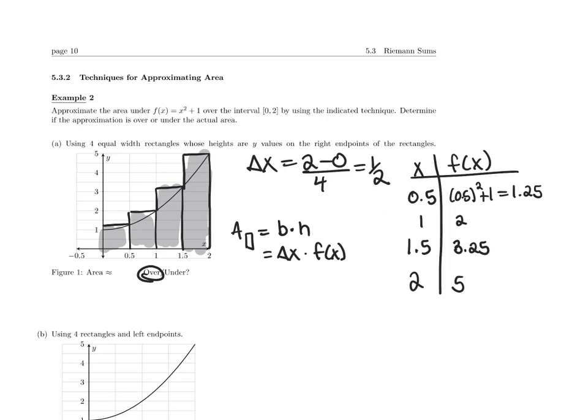Now since I'm going to have equal width rectangles and there's 4 of them, the easiest thing to do is probably to just go ahead and total up these function values, because I'm going to add up all my areas. And when I total those up, I get a total of 9.5, and then I'm going to multiply that by 0.5. So the area total of the rectangles is 0.5 times 9.5, or 4.75. So my approximate area is 4.75, which is a way over approximation.